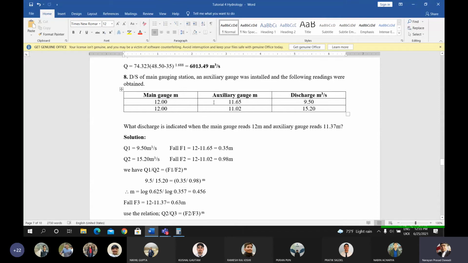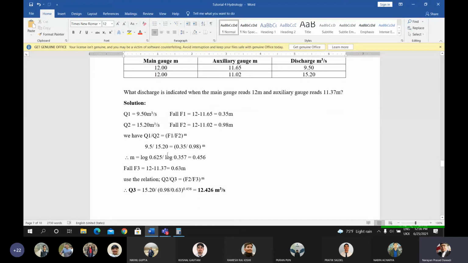12 minus 11.65 is 0.35 meter. For the second case, F2 will be 12 minus 11.02, which gives the value of 0.98 meter. Okay, F1 will be 0.35, F2 will be 0.98. Now we have the relation Q1 by Q2 is equal to F1 by F2 power m, due to the backwater effect.